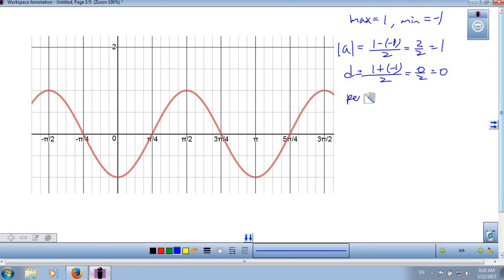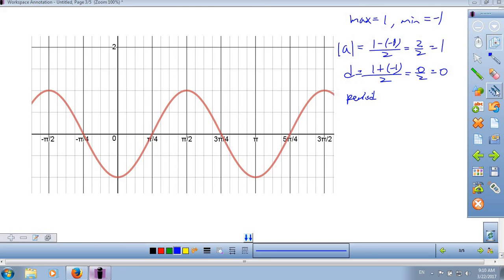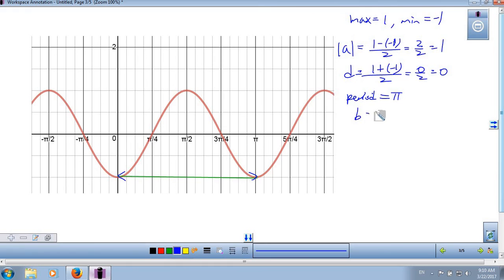Then what about the period? Let's identify the period here. To identify the period, we can count from peak to peak, or from trough to trough. This time let's count from trough to trough, because I can see the troughs more clearly. From this trough to this trough, that's from 0 to pi, so the period is pi. Cool. And b is 2 pi over the period, so 2 pi divided by pi, so b should be equal to 2.